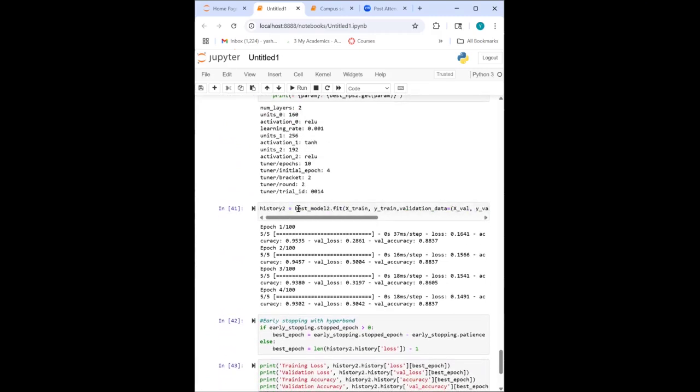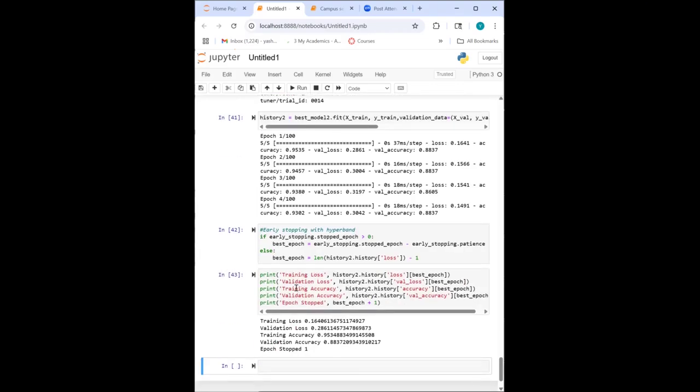Using the hyperband optimization technique, we found that the best epoch is epoch number one, and it has a training loss of 0.164, validation loss of 0.28, training accuracy of 0.95, and a validation accuracy of 88.4%. Lastly, our aim is to just visualize the confusion matrix, which shows how many accurate predictions and how many predictions were made correctly for ones that were not placed.